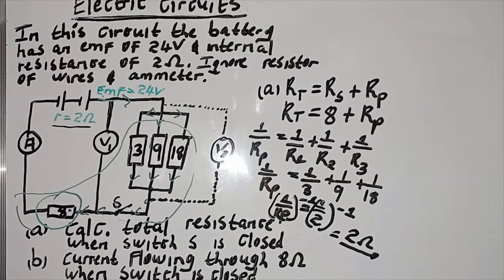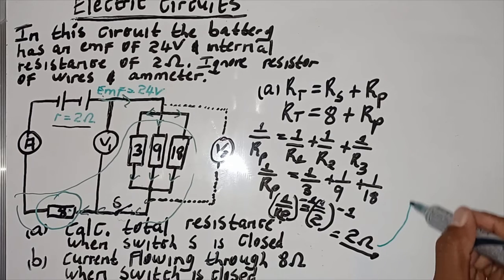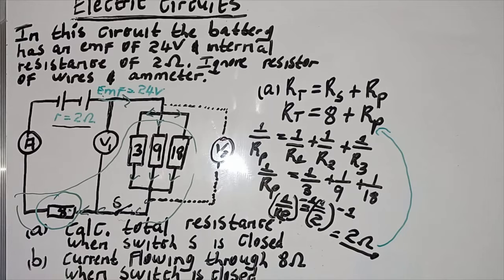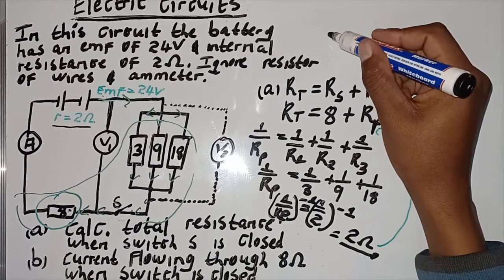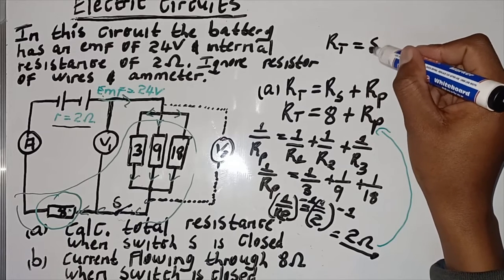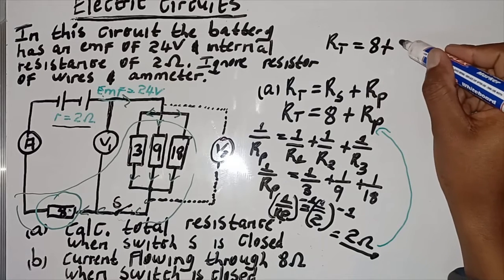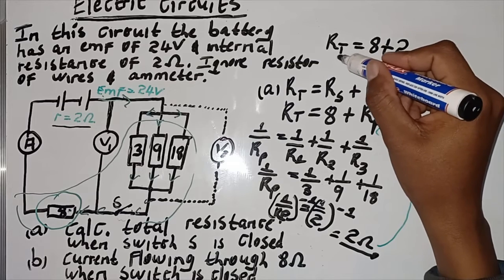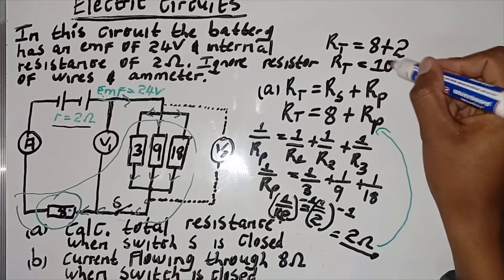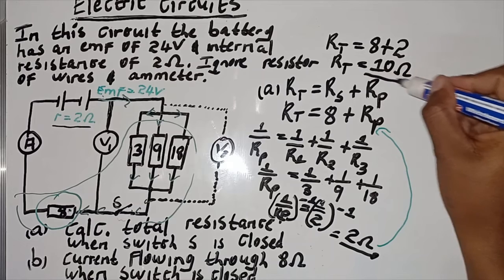Okay, so now it means that we have gotten our RP, which is the resistor in parallel combination. You're just going to substitute here. Okay, so when you substitute it, you're going to have our total is the same as 8 plus 2 ohms. Therefore our RT is equal to 10 ohms.